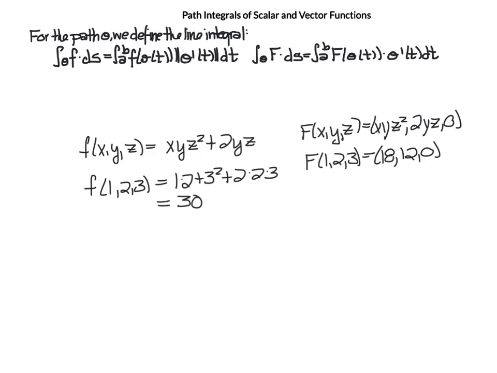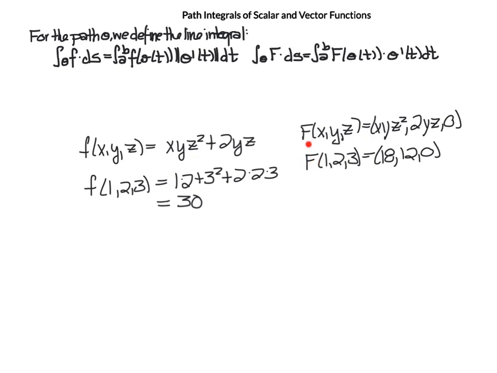So for example, if I have f of 1, 2, 3, and I plug it into this function, I'm going to get 1 times 2 times 3 squared plus 2 times 3, and I get 30. So 30 is a number. Whereas if I have this vector function, which looks very similar, now when I plug in 1, 2, 3, I am going to get 1 times 2 times 3 squared, which is 9, is 18 for my x coordinate. For my y coordinate, I'm going to get 2 times 2 times 3, that's 12, and then for my z coordinate, I'm going to get 0.